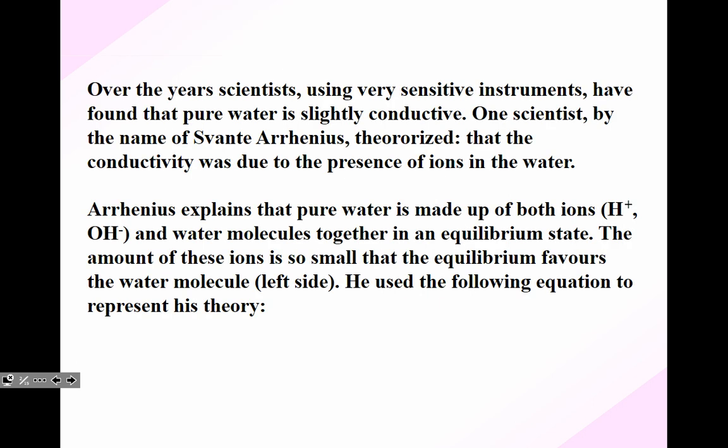Over the years, scientists using very sensitive instruments have found that pure water is slightly conductive, which we knew about in Chem 20. One scientist by the name of Svante Arrhenius theorized that the conductivity was due to the presence of ions in the water. So where did those ions come from, and why were they so low? Arrhenius explained that pure water is made up of hydrogen ions. Later, we learned that they were actually hydronium ions and hydroxide ions, and water molecules together in an equilibrium state. He also theorized that the amount of these ions is so small that the equilibrium favors the water molecule, the left side. We use the following equation to represent his theory.